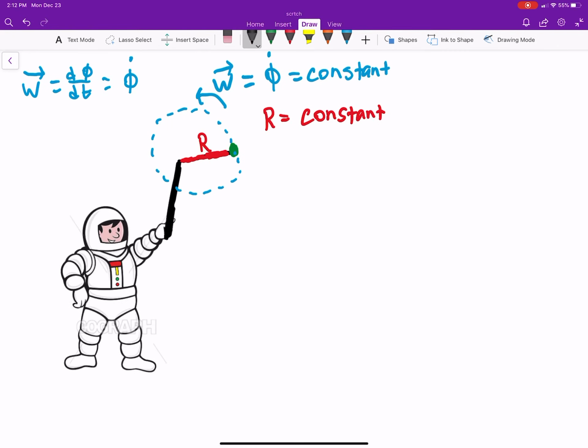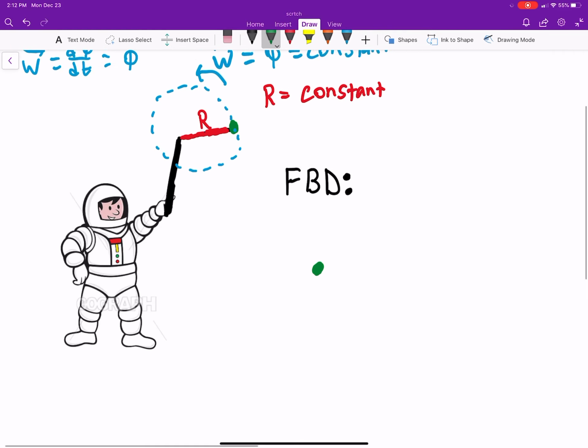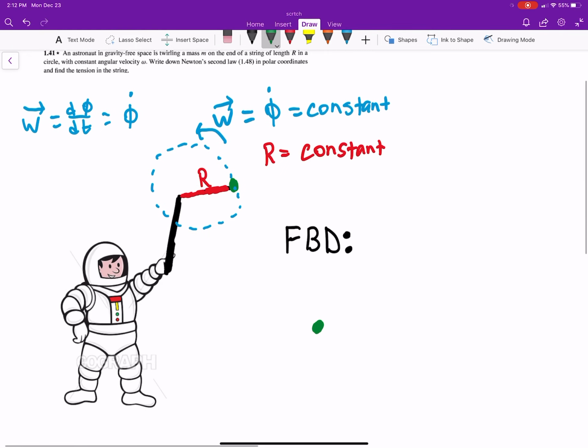Okay, so let's start with a good old free body diagram. And if we draw it for, just say, the picture we drew there, our little green bead, or whatever it is, the mass, it's like a ball or something. It's just a mass m. So this is our mass m. There's no gravity because it's in space. There's no air resistance because it's in space. The only force is a tension force to the left. That's the only force acting on our block.